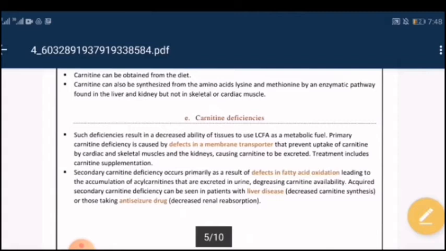Acquired secondary carnitine deficiencies may be due to liver disease. This is acquired because the deficiency is not congenital, and liver diseases such as infections, injuries, fibrosis, and cirrhosis most commonly occur later in life. As you know, the liver is the factory where carnitine is synthesized, so any liver disease or injury to hepatocytes leads to decreased carnitine synthesis.